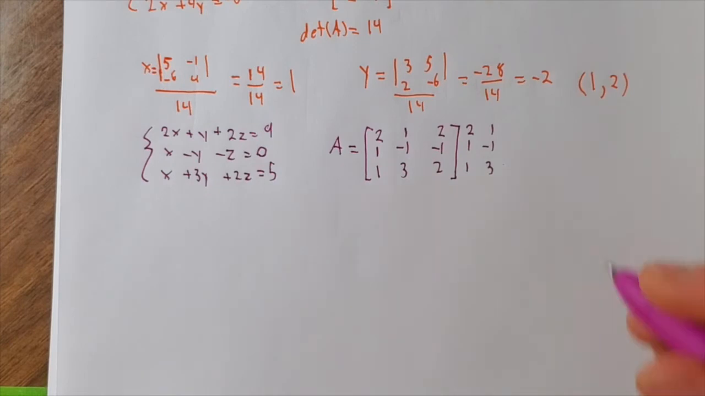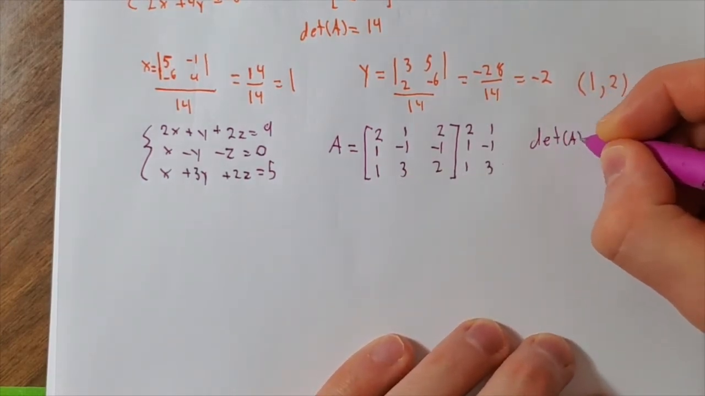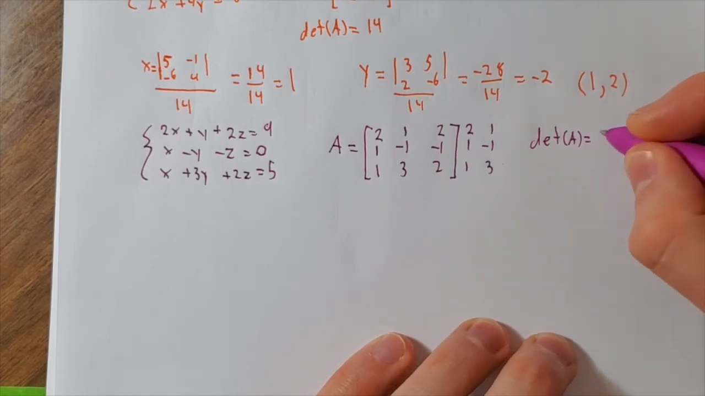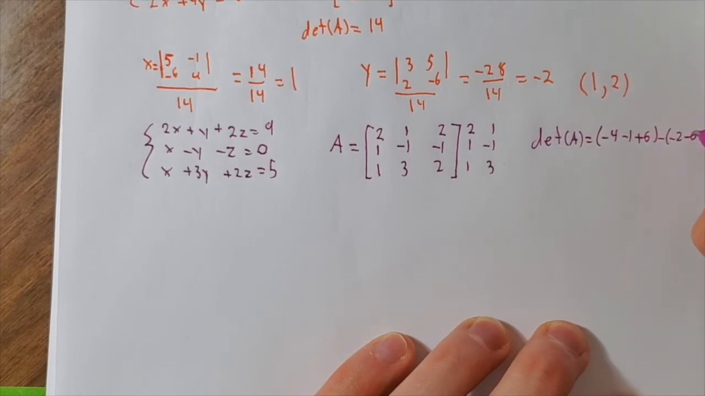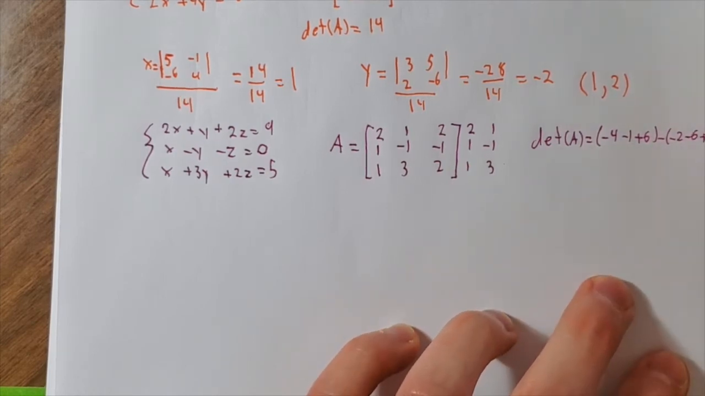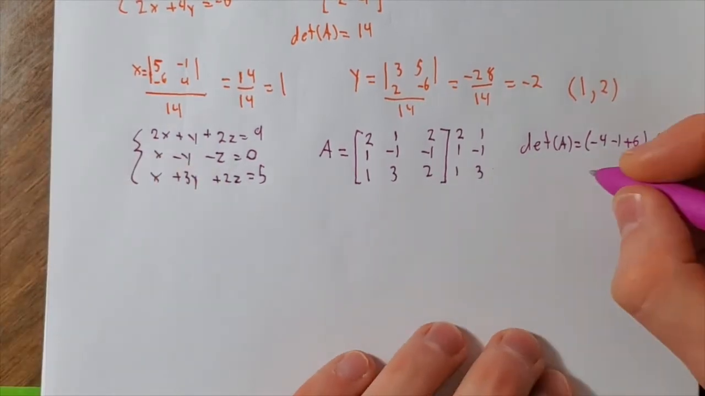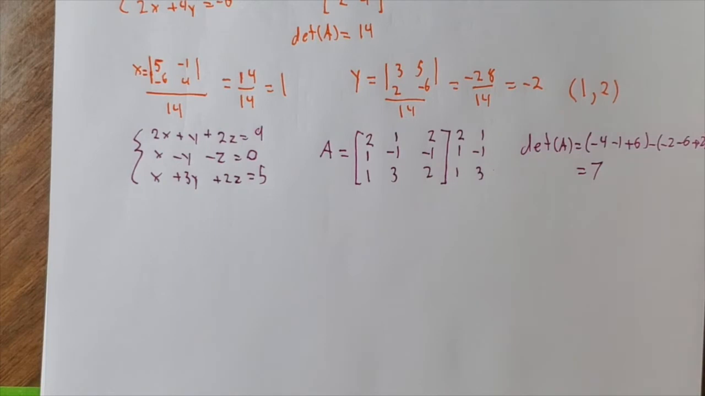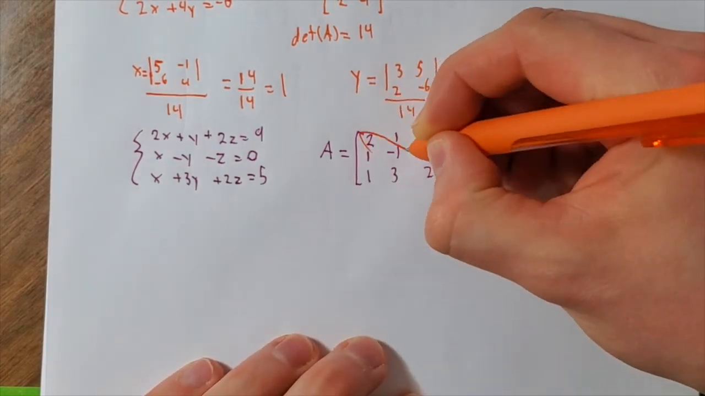And if I want to find my determinant, I'm going to need to find my 6 products here. So the determinant of A, when we do so, we should be getting -4, -1, plus 6. And we'll subtract away our -2 minus our 6 plus 2, which is equal to 7. And again, those numbers just came from finding our 6 diagonals here.